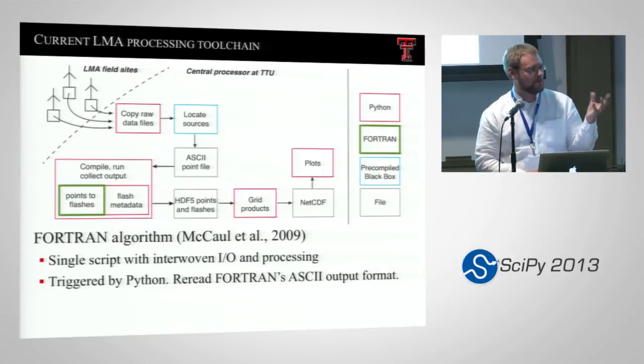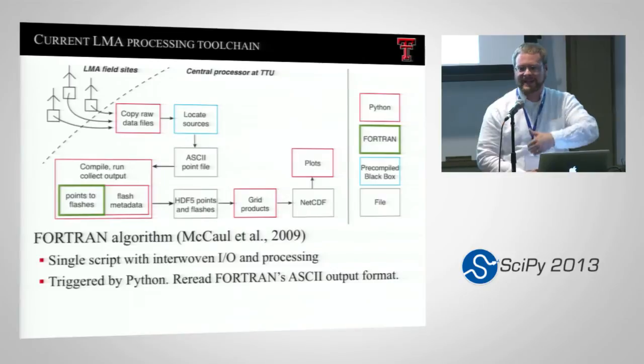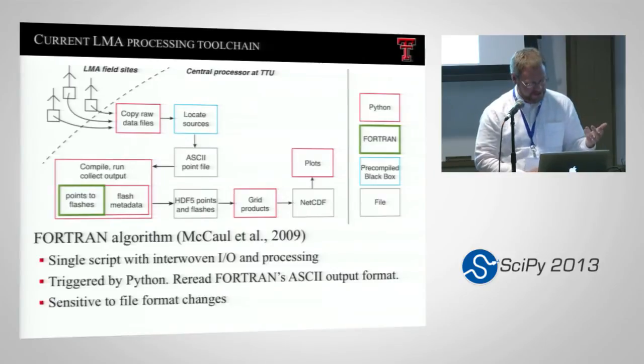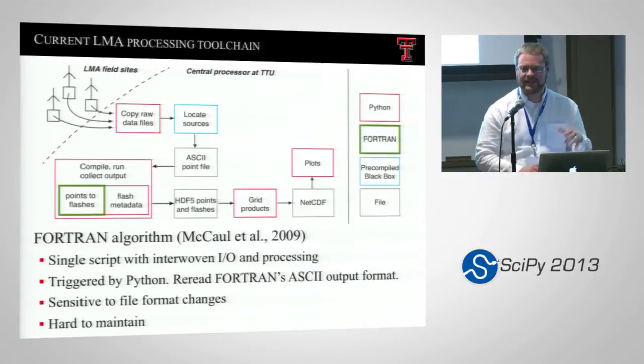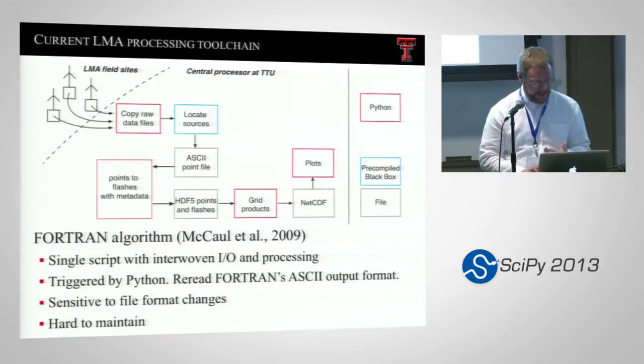I wrote this whole wrapper around it to be able to trigger it from Python, to be able to use it quickly. And I wind up rereading the Fortran's ASCII output back into a NumPy array, so it's fairly inefficient, actually. Probably could do better with F2Py, but... And then that algorithm, because it incorporates all the I/O, also is sensitive to file format changes, and all of this together makes it hard to maintain. So what I'd like to do is replace that Fortran algorithm with a flash sorting algorithm implemented in Python.